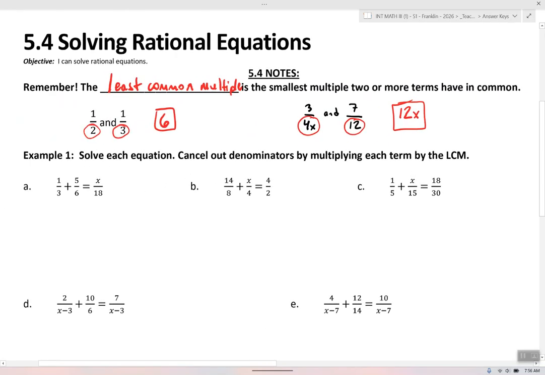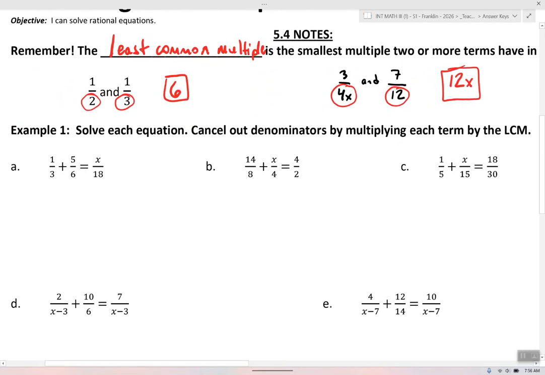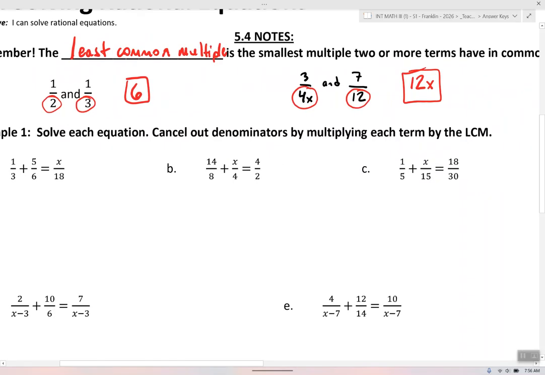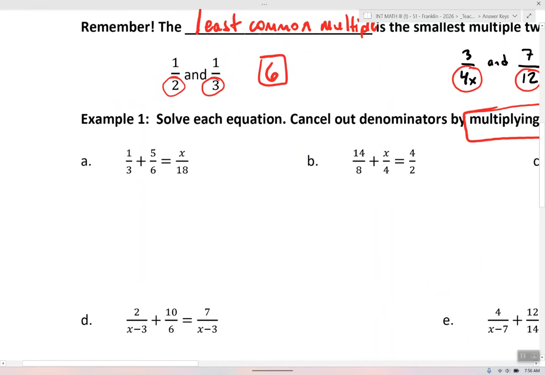Now what we do with this to solve equations involving a bunch of fractions is we essentially want to get rid of all the denominators. We cancel them out by multiplying each term by the least common multiple of those denominators. So for the first example, we have 3, 6, and 18 in the denominator. Well, the least common multiple there is 18. All right, so we're going to multiply each term in this equation by 18.